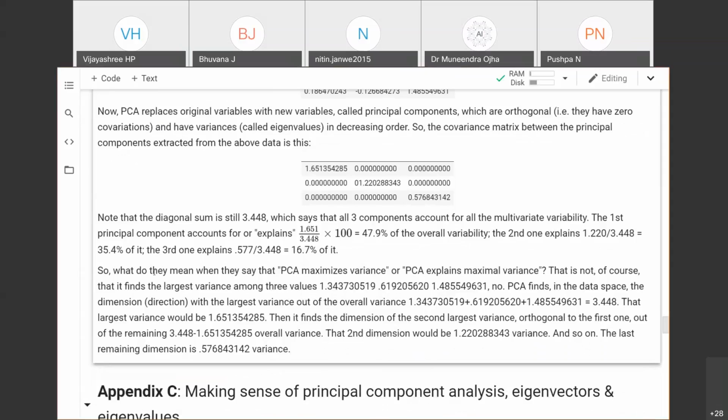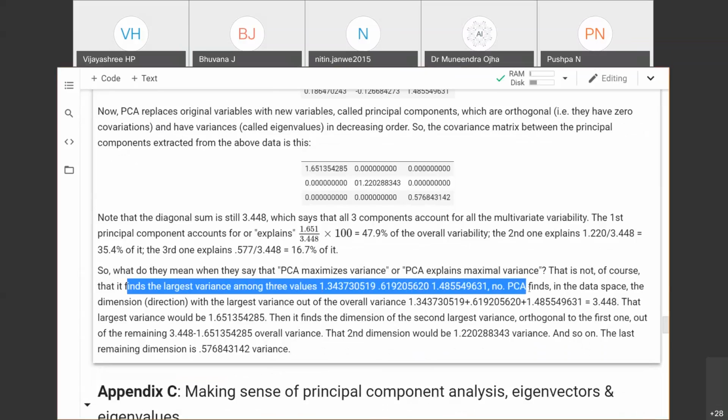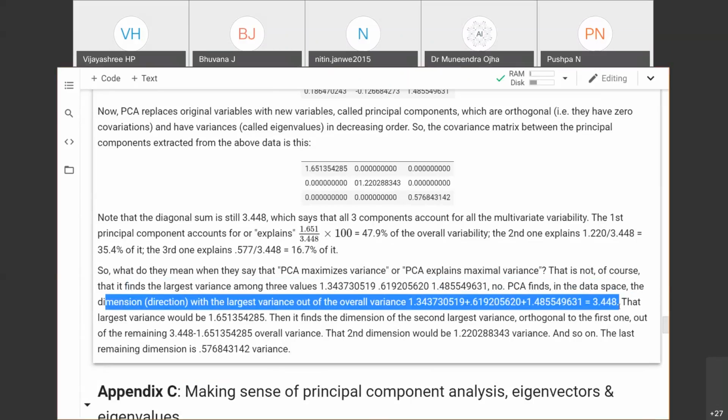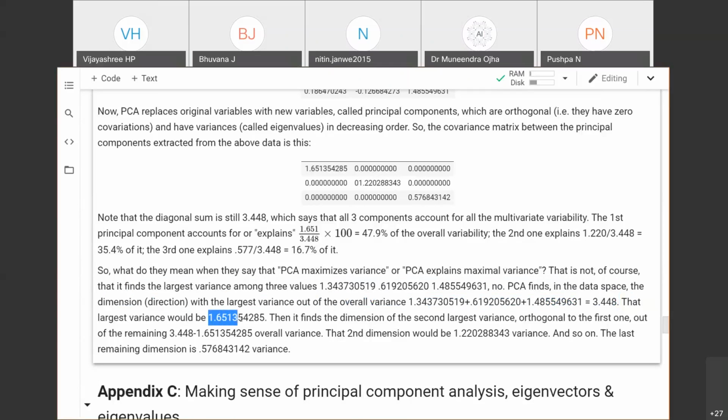So what do they mean when they say PCA maximizes variance? PCA explains maximum variance. That is not, of course, that it finds the largest variance among three values. PCA finds in the data space the dimension, the direction with the largest variance out of the overall variance. That largest variance would be 1.651.